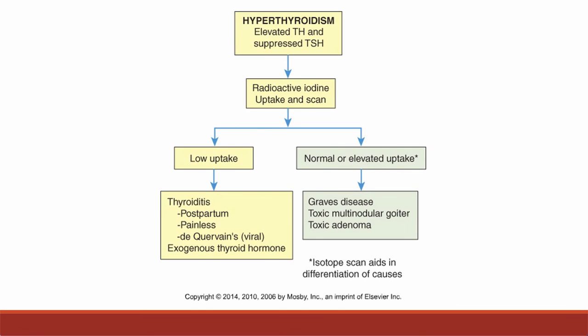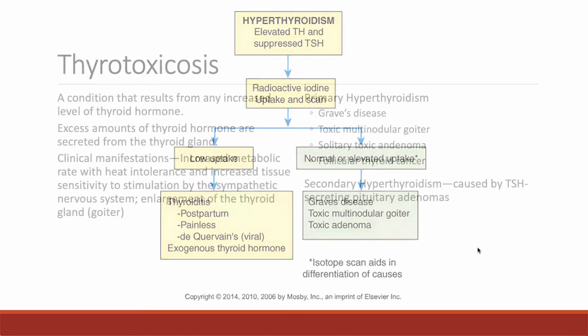So if there's low uptake, then that's a thyroiditis kind of thing, or there's exogenous thyroid hormone. And if there's normal or elevated uptake, then that is one of these pathologies: Graves' disease, toxic multinodular goiter, or toxic adenoma. Okay? That's just a cool way that we can figure out the exact etiology.